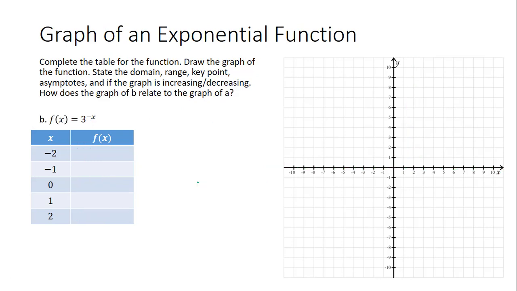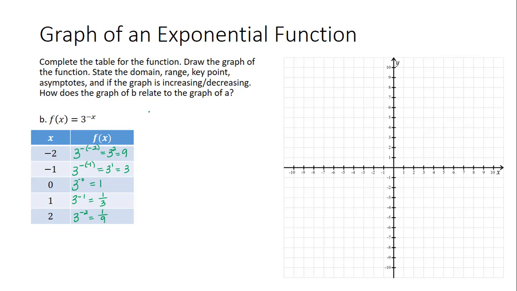Now let's look at the graph of f of x equals 3 to the -x. If we replace x with -2, notice that we would get 3 to the opposite of -2, or 3 squared, which is 9. 3 to the opposite of -1 is 3 to the 1, or 3. 3 to the 0 is 1. Recall that the opposite of 0 is still 0. 3 to the opposite of 1 is 1/3. And 3 to the opposite of 2 is 1 over 3 squared, or 1 over 9.